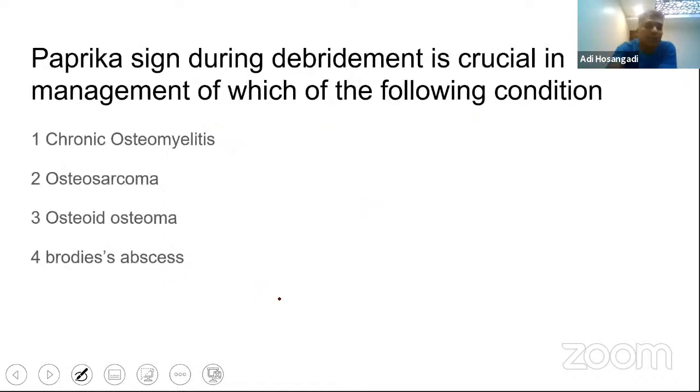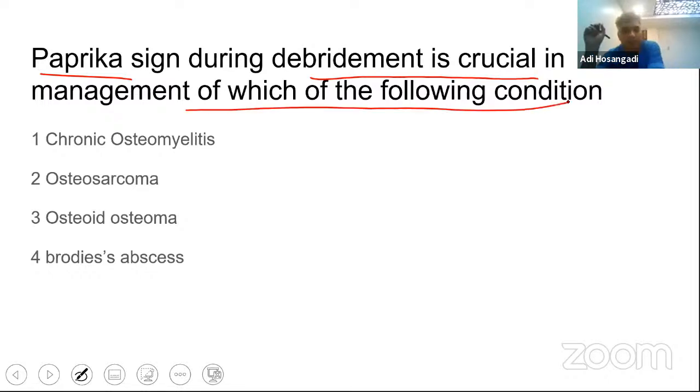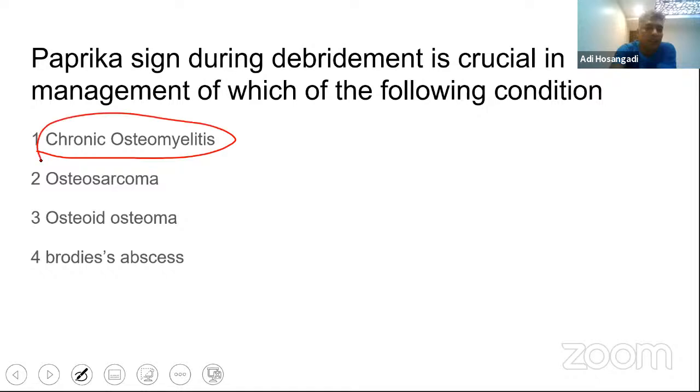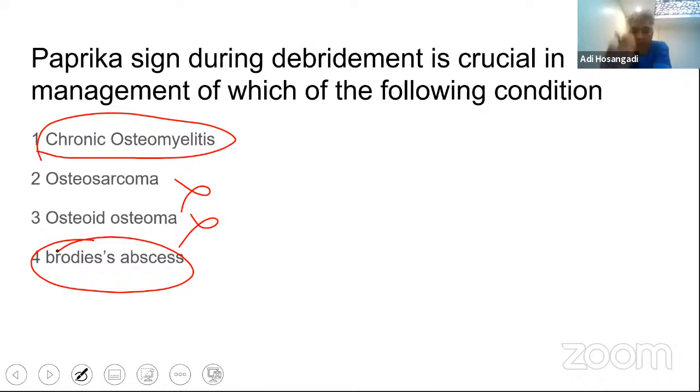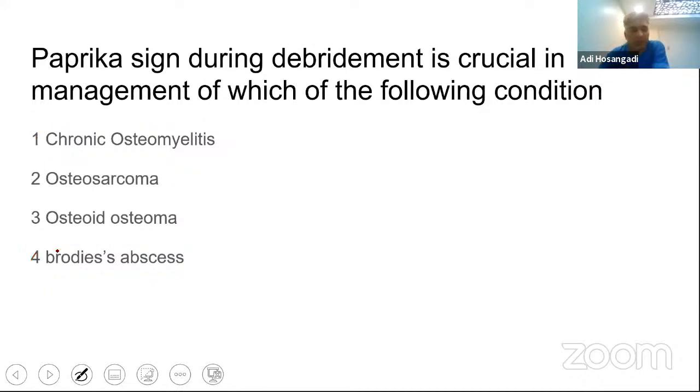Okay, paprika sign. As I told you, paprika sign, I have not explained. This comes in chronic osteomyelitis, but now that the question has appeared, please read carefully. Paprika sign during debridement is crucial in the management of which condition? I have given you a hint. Okay, in chronic osteomyelitis. Of course, it is not in tumor. Brodie's abscess is just for confusion, but I will explain it, then you will never be confused in your life.